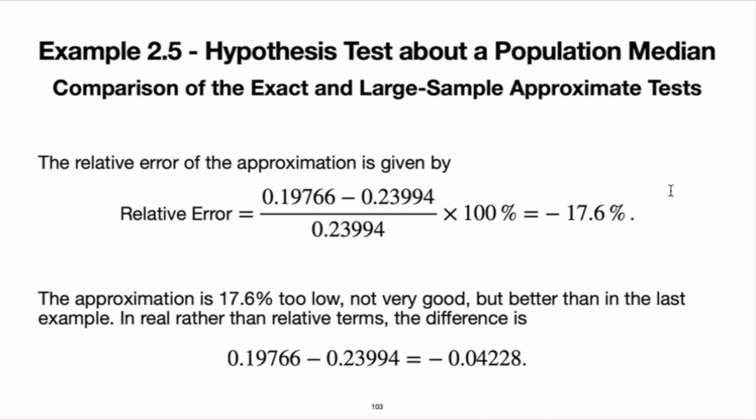Part of the reason for that, I would imagine, is because we have a larger sample size. We've got a sample size of 50 rather than 30. And as we were saying, the normal approximation to the binomial distribution gets better and better as the sample size increases. So we would have expected this to be somewhat better here. Notice that in real terms rather than relative terms, the difference is about the same, about 0.04228.